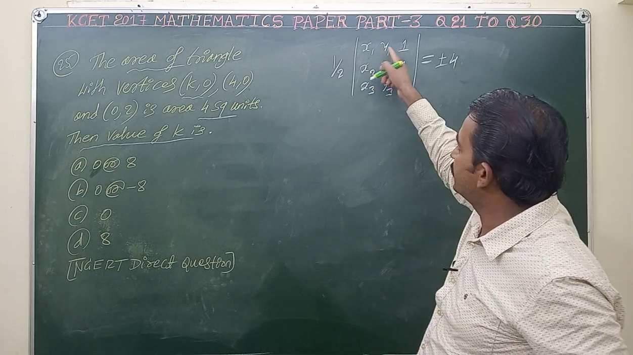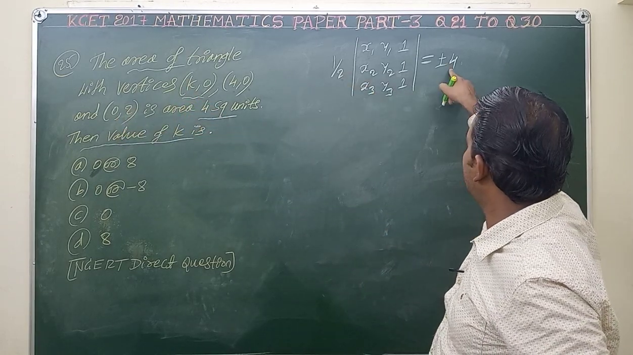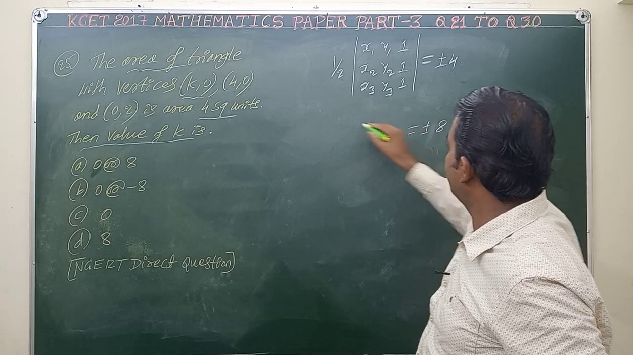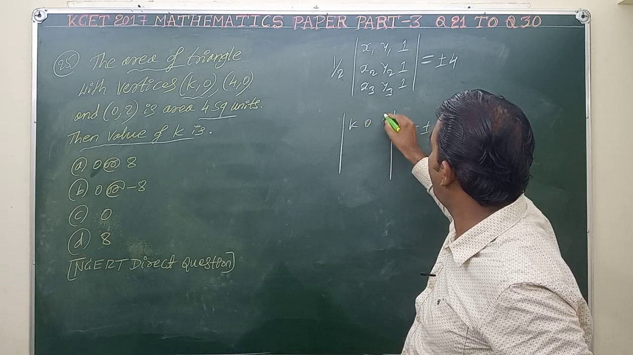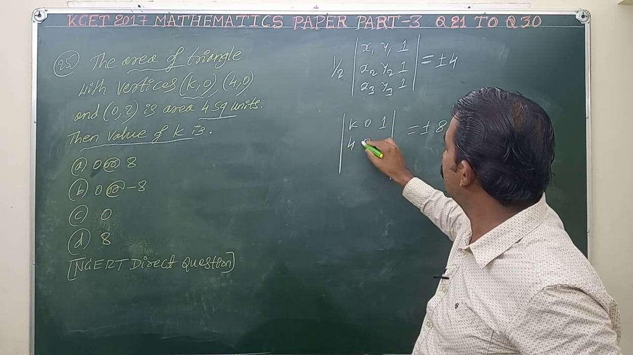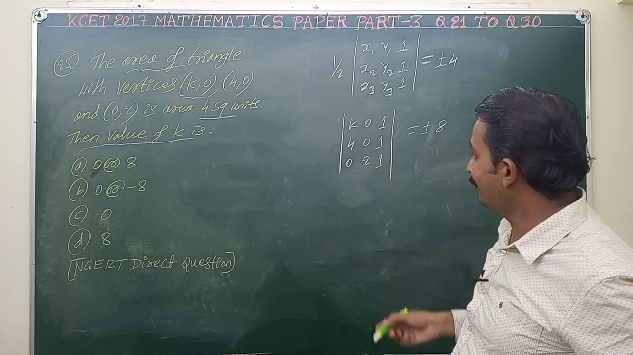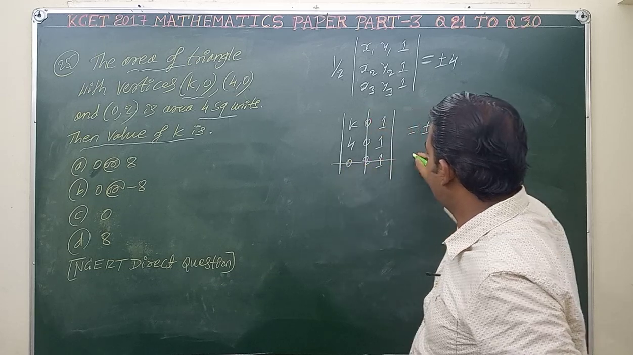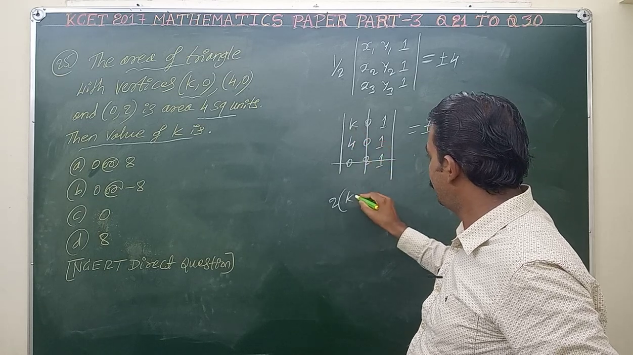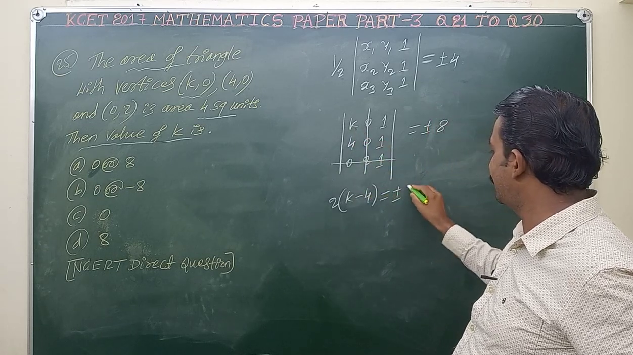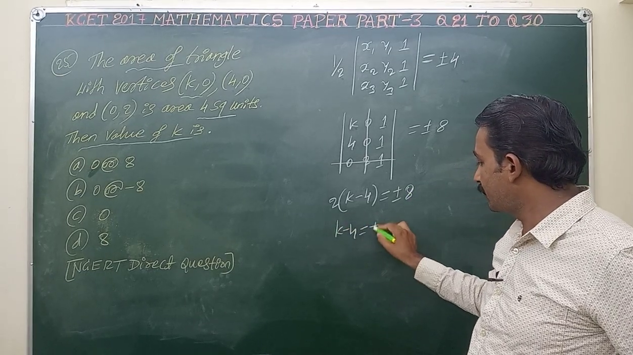So now substitute the values of x1 y1, x2 y2, x3 y3. Multiplying with 1 by 2, the right side becomes plus or minus 8, and the left hand side becomes: first row k, 0, 1 as it is, second row 4, 0, 1, third row 0, 2, 1. Expanding along column 2, it becomes 2 into the remaining 2 cross 2 determinant, k minus 4, equal to plus or minus 8. Now divide by 2 on both sides, and it becomes k minus 4 is equal to plus or minus 4.